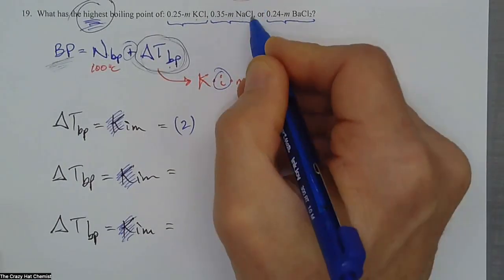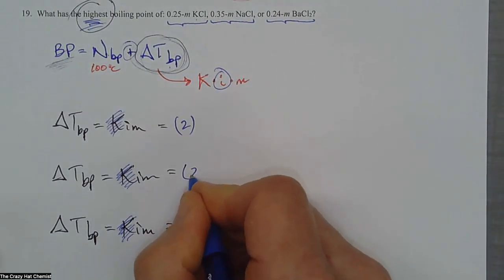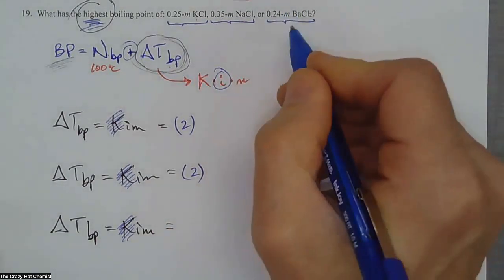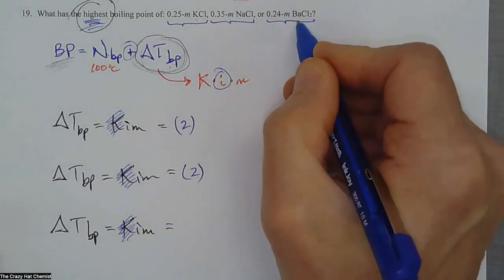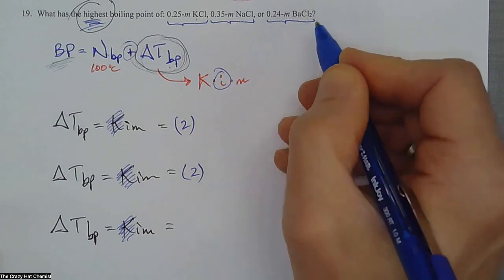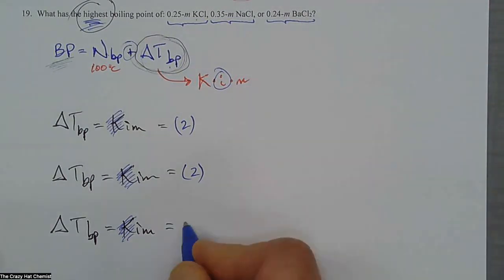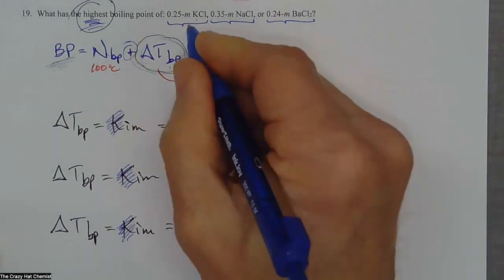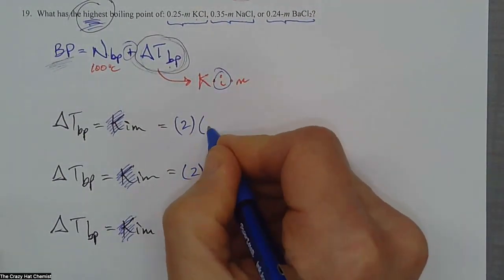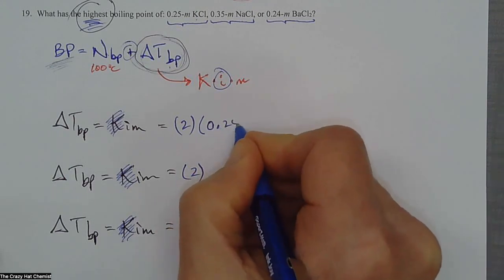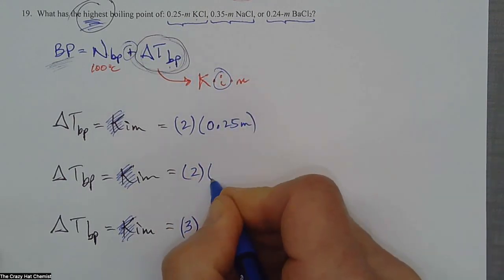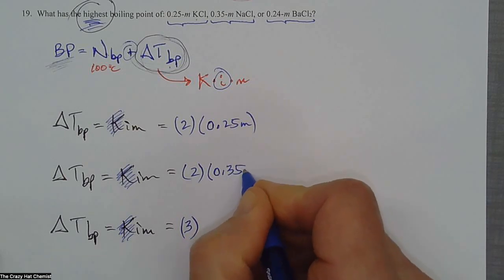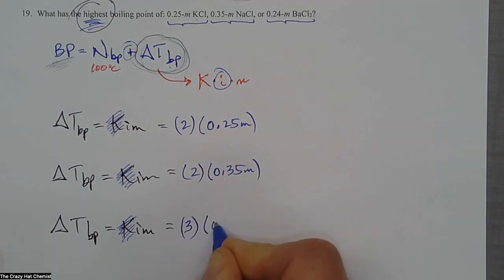There's one sodium, one chloride. That's a Van Hoff factor of 2. What's the Van Hoff factor for barium chloride? There is one barium and 2 chlorides. That's 1 plus 2, a Van Hoff factor of 3. And then we are given the molalities of each one, and I'll plug that in: 0.25 molal, 0.35 molal, and 0.24 molal.